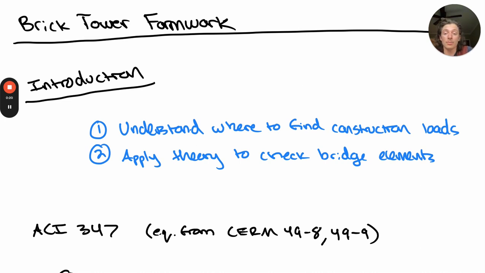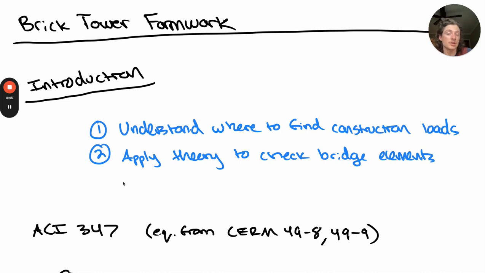The most applicable specification for formwork design is ACI 347. We can use this to help calculate the hydrostatic pressure applied by the concrete during placement. The equations and tables presented come from the Civil Engineering Reference Manual, sections 49-8 and 49-9. But these reference ACI 347.